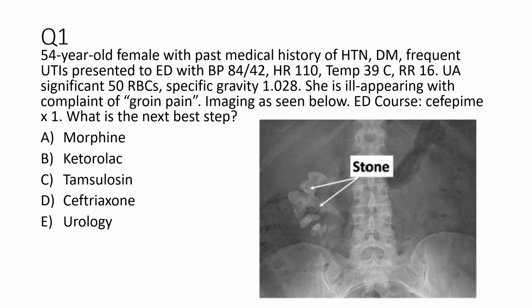Tamsulosin is a great alpha blocker that can affect smooth muscle, aiding in passage of stones usually less than or equal to 8 millimeters in size.